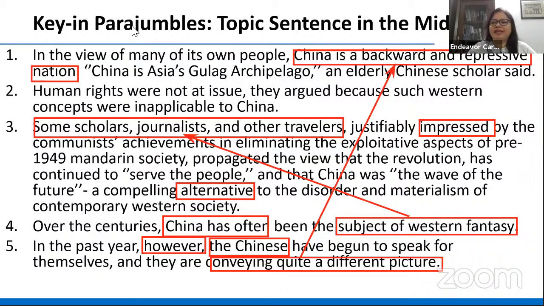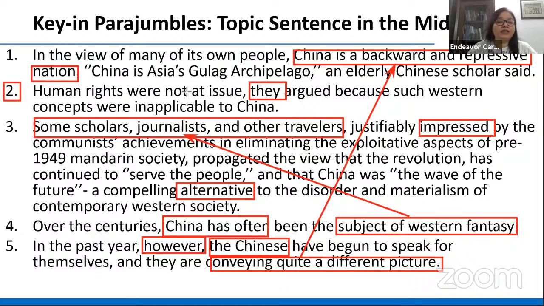Now is the big problem. As I said, there's always that one problem, one issue, one link that we don't know how to sort out. Human rights were not an issue, they argued. Now, who does this they refer to? Does the they here refer to the travelers who are the Westerners? Which means the Westerners are talking about China in a positive light. So does the they refer to the Westerners or does the they refer to Chinese? Because if it refers to the Chinese, then the Chinese are presenting China in a negative light. So is sentence 2 positive or negative? That's a big question here.